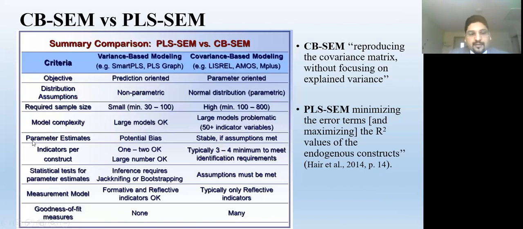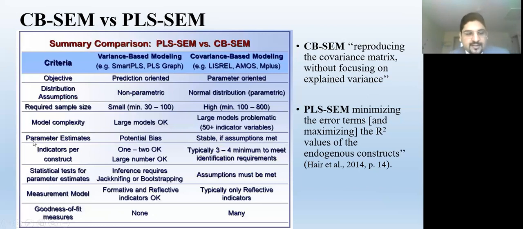Another difference about the parameter estimates is that PLS-SEM is more flexible, with a potential bias. It means that if you include more factors or more data in your analysis, it considers that the error will change based on the number of factors and the size of your sample. But in CB-SEM, it's stable. It's not like PLS-SEM, which automatically considers these changes.